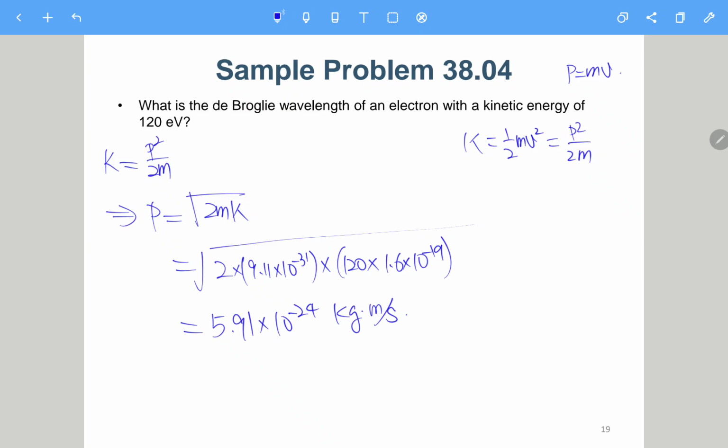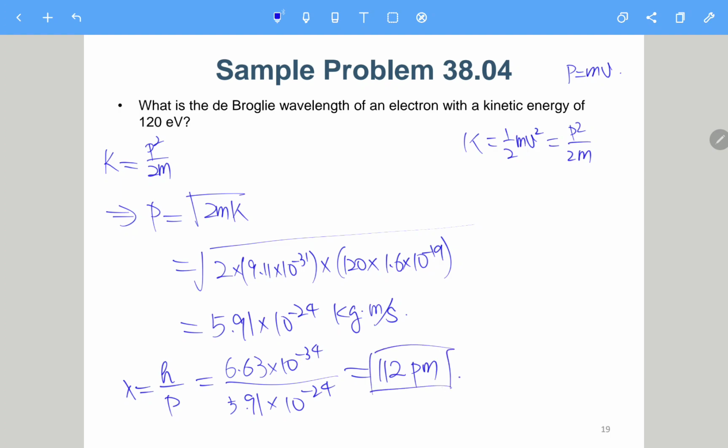Okay, so the de Broglie wavelength is nothing but lambda equals h over p. p equals h over lambda, so lambda equals h over p. So this is 6.63 times 10 to the minus 34 over 5.91 times 10 to the minus 24. So this wavelength is around 112 picometers. A picometer is something that we can still observe.